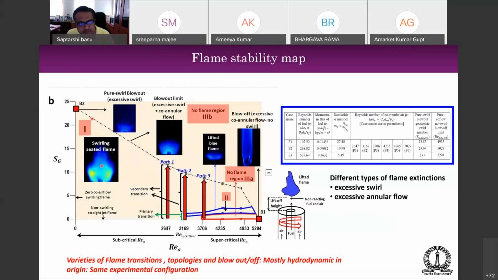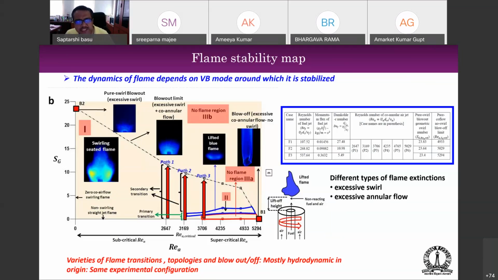In between, of course, you have different flames. For example, you have swirling seated flames, lifted blue flames, and stretched coaxial jet flames, depending on what your swirl number and your Reynolds number are. And these are the different pathways that they follow. Once again, when you go along this particular path, path 1, or path 2, you see that there are certain transitions that the flame undergoes. And these transitions are very similar to the hydrodynamic transitions that you see. So the burner is the same, everything is the same. So these transitions actually tell you how the flame behaves in conjunction with the flow field.